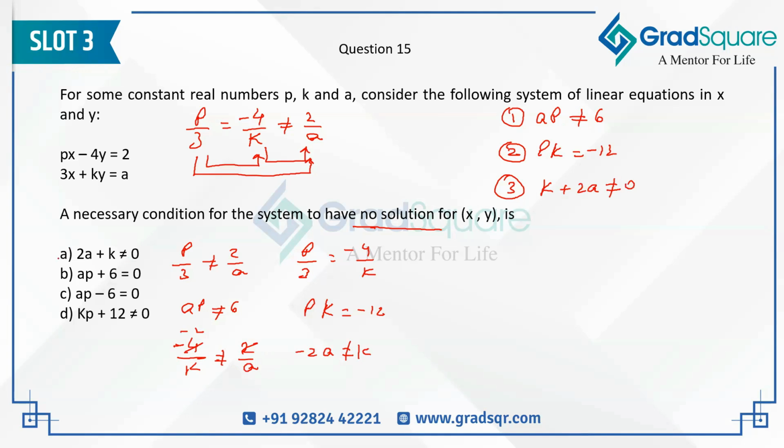Now look at the options. You will realize that the first option is present directly, which is 2a plus k must not be equal to 0. Option C and option D you can very easily eliminate because these are exactly opposite of my other two conditions, right? So this and this are gone. Now this is not a necessary condition. They are asking you which of the following is a necessary condition, so option B will also not be the answer. Option A will be the correct answer for this question.